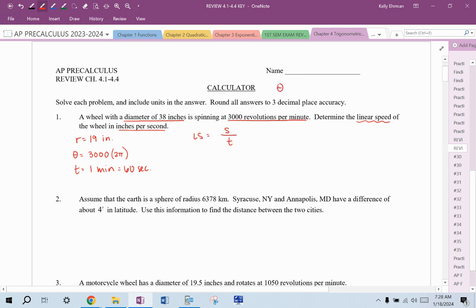So from the beginning of this chapter, we know that theta in radians is defined as the ratio between arc length and radius. So if I solve this for s, arc length is just r times theta, as long as theta is in radians. So r times theta over time. And then r is 19. Theta is, let's just make this 3,000 times 2, 6,000 pi. And we're going to divide by 60 seconds. And that will give us our linear speed.